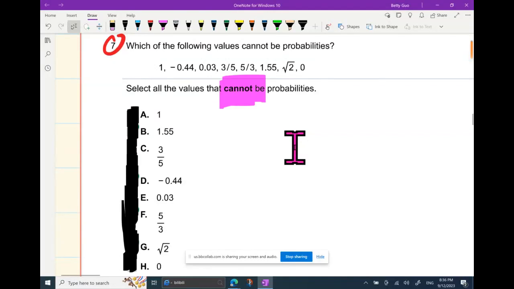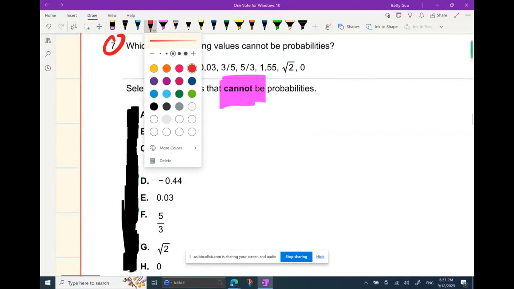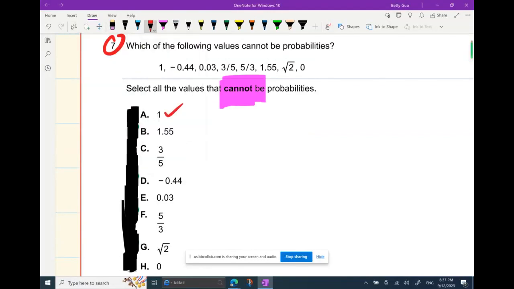Probability 1. If the probability is 1, then the event is certain to occur, right? Yes, 1 could be a probability.